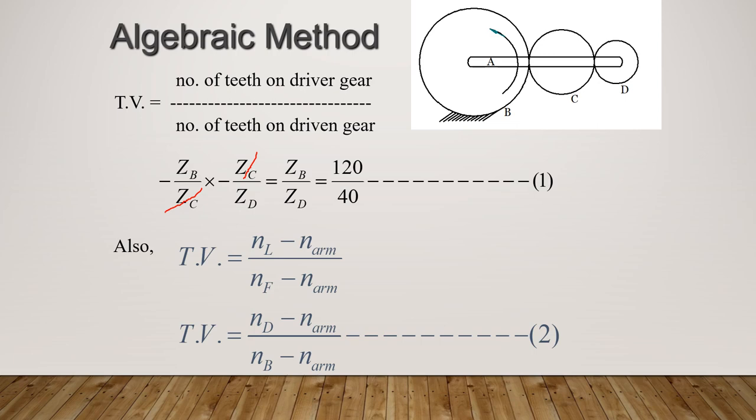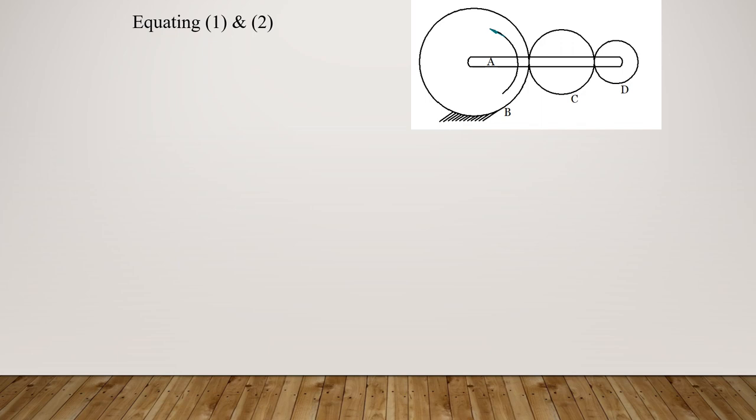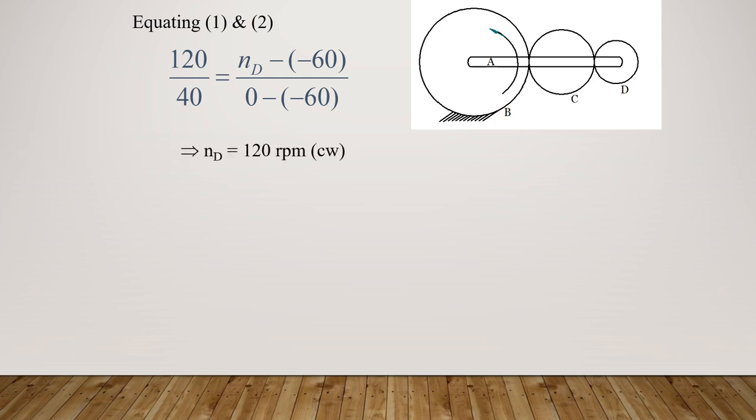Equating 1 and 2, you will get 120 by 40 and substitute the values. Arm speed is counterclockwise, 60, minus 60. B is fixed. So solve this, you will get the value of gear D speed as 120 rpm. So this is how you solve with the algebraic method.